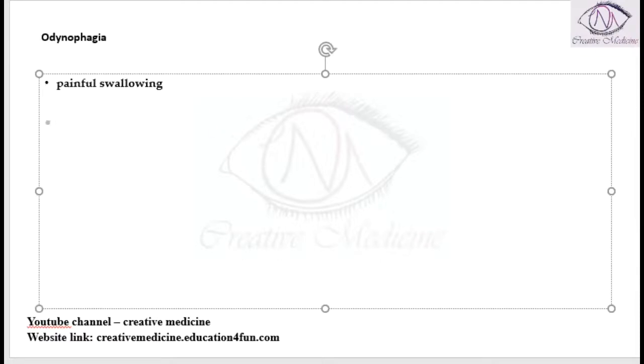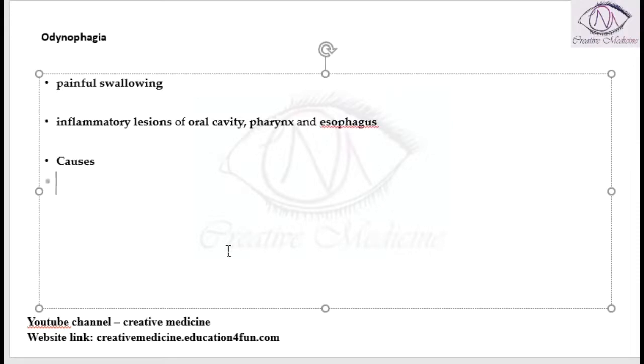Odynophagia can occur in inflammatory lesions involving the oropharynx, oral cavity and pharynx, and also whenever inflammatory lesions occur in the esophagus, these will result in odynophagia. Odynophagia mainly occurs due to inflammatory lesions of the oral cavity, pharynx and esophagus.